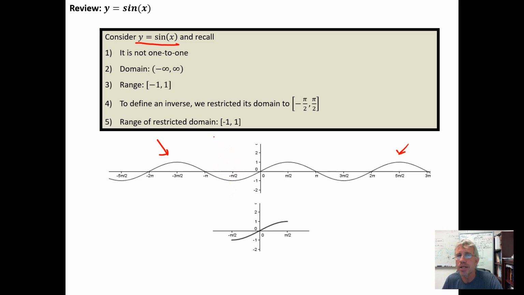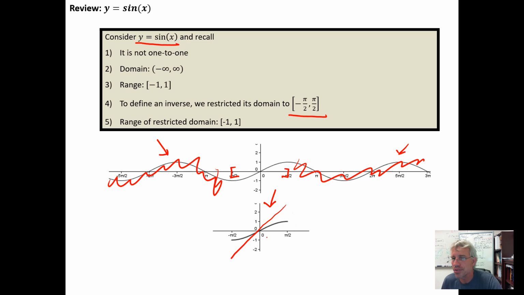So what we did in pre-calc is we said, hey, we are going to restrict the domain of the sine function and only let it run on the closed interval from negative pi over 2 to pi over 2 and throw away the rest of the sine function. And when we did that, we get this graph right here that clearly passes the horizontal line test, which means that its reflection in the line y equals x is going to pass the vertical line test.